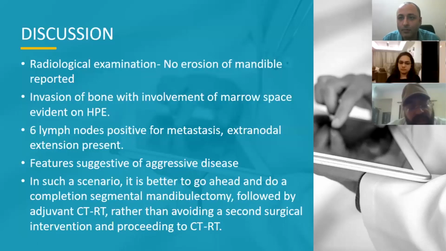So if the bone is not involved, or even with a microscopic bone involvement, it can be taken care of by radiation. But if there is a gross tumor involvement of the bone, then it is better to remove the bone along with the tumor. Thank you.